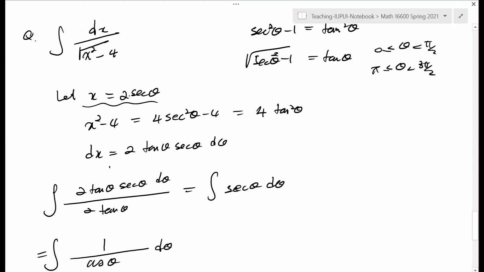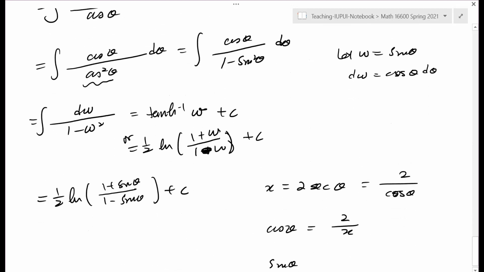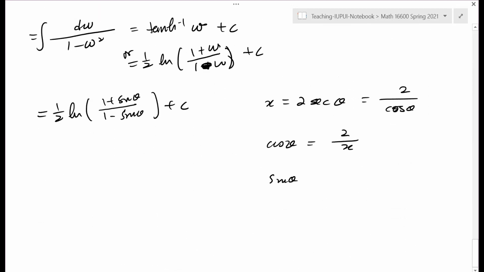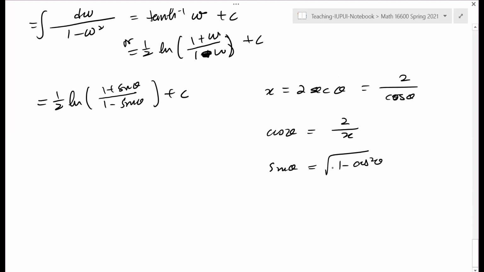So when it's positive, that's when it's negative, so be careful. If you assume that x is positive, then this will be just the square root of 1 minus cosine squared theta. Otherwise it's plus or minus, and you will get 1 minus 2x squared.